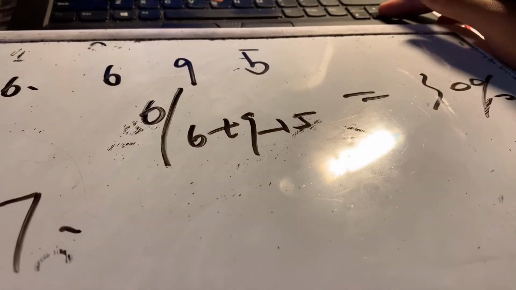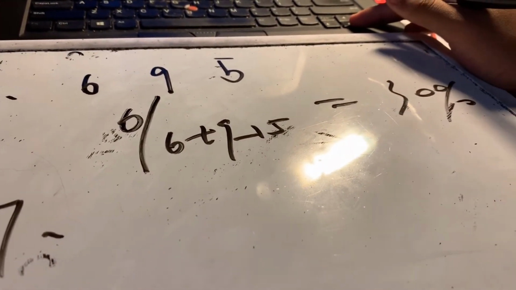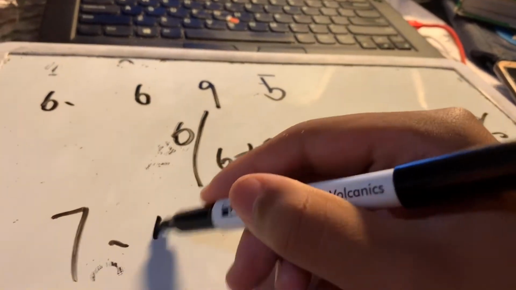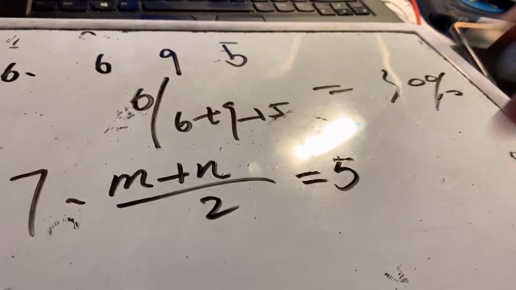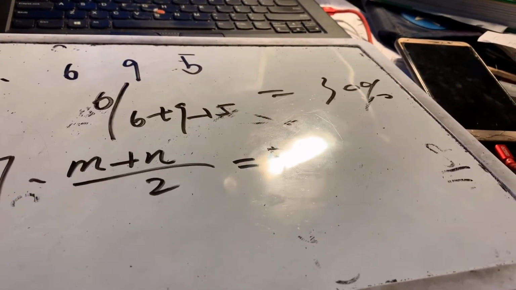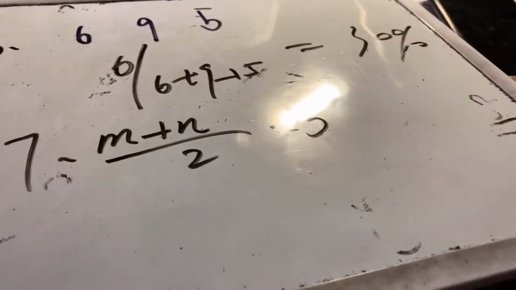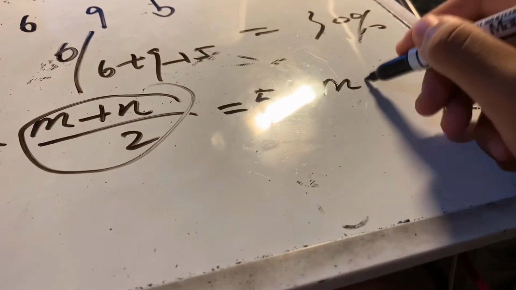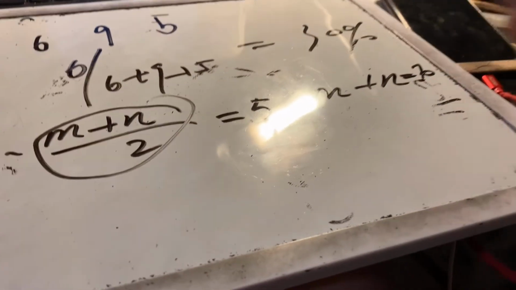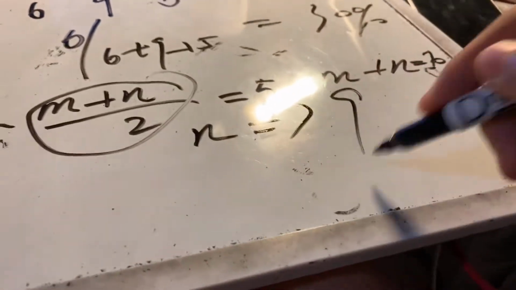Problem 7: the average of two positive numbers, m and n. We know the average is the average between two numbers, so it will be represented like this. We know that m plus n is equal to 10, and n will be equal to 9 at most.